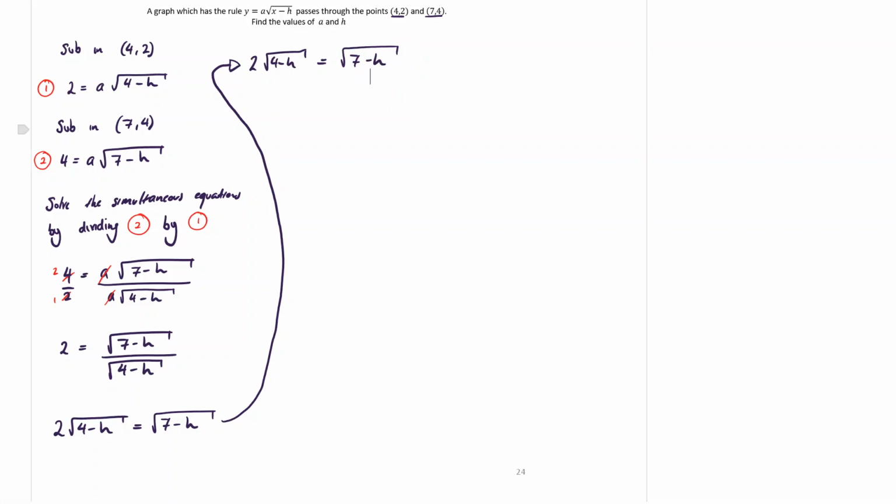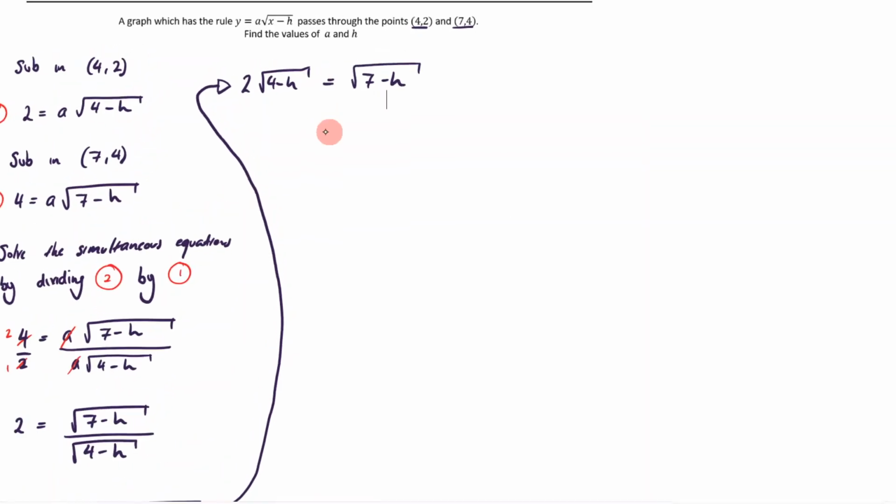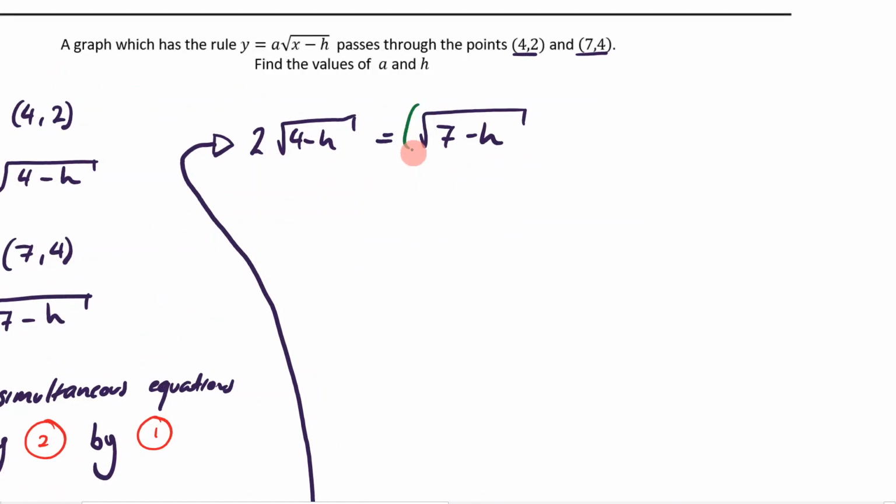The next thing I want to do here is I will square both sides. By squaring it, I'm just going to get rid of these square roots because they're getting in the way. So I'm going to square both sides, and that means I'm going to be left with 2 squared is 4, and then all of this is going to go away. And I'm just going to be left with 4 minus h because that square root goes away because I'm squaring.